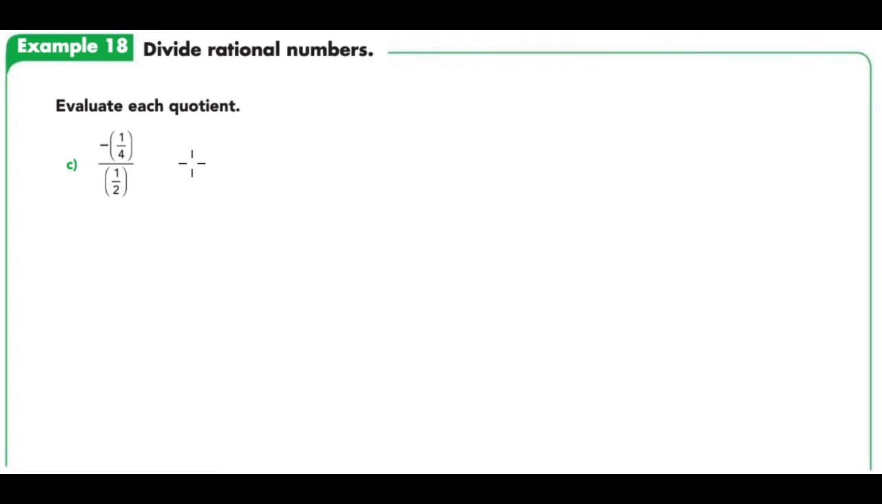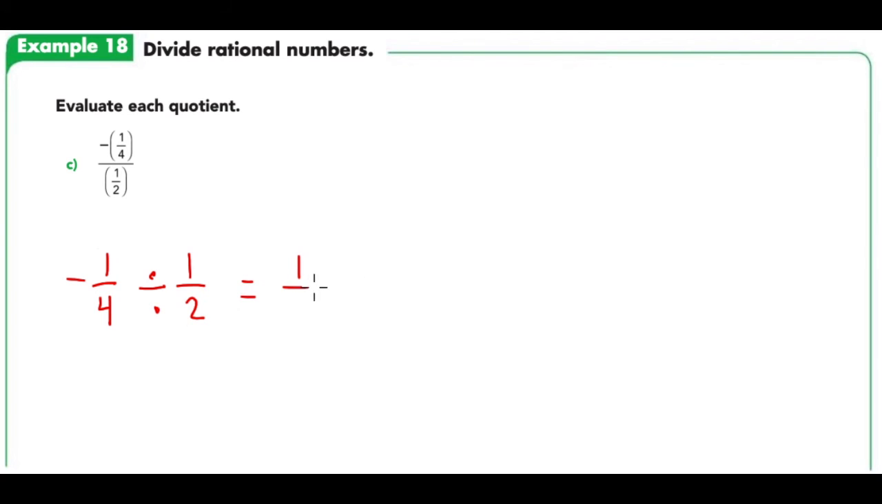But another way that this could be rewritten, so we could rewrite this as a negative 1/4 divided by 1/2. So we're just going to rewrite it. We're going to forget that it was a fraction to begin with, and we're just going to change it into division. We have a negative divided by a positive, which means that a result will be a negative.